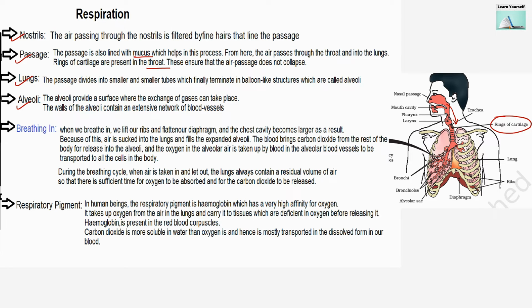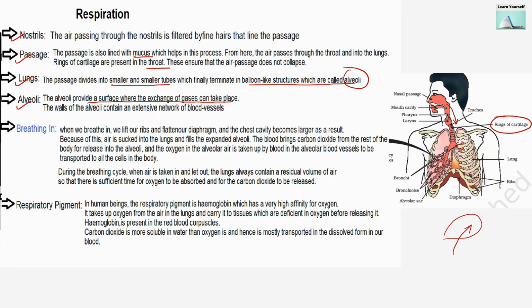Then come the lungs. The passage divides into smaller and smaller tubes which finally terminate in balloon-like structures called alveoli. Alveoli are balloon-like structures which get filled up once the air gets into them, and they are responsible for gaseous exchange. Alveoli provide a surface where the exchange of gases can take place.